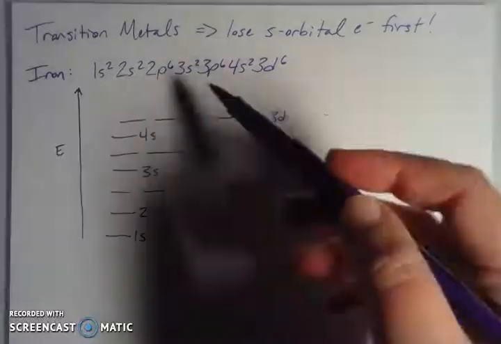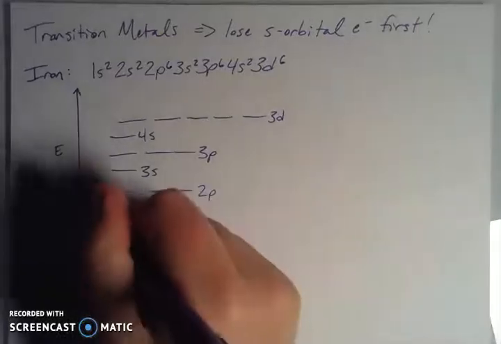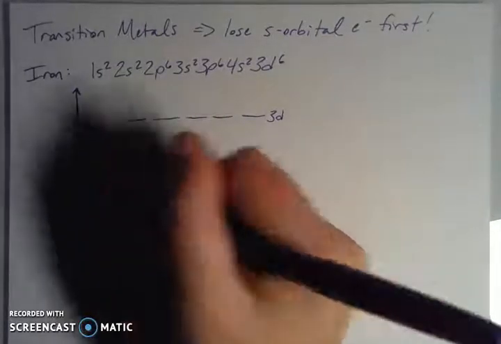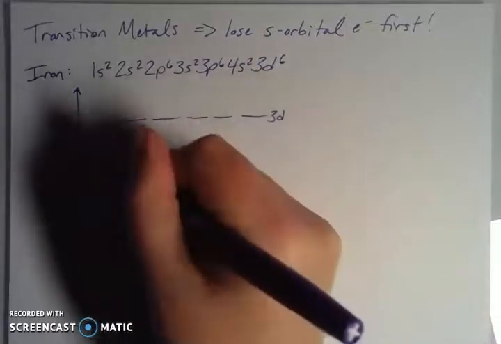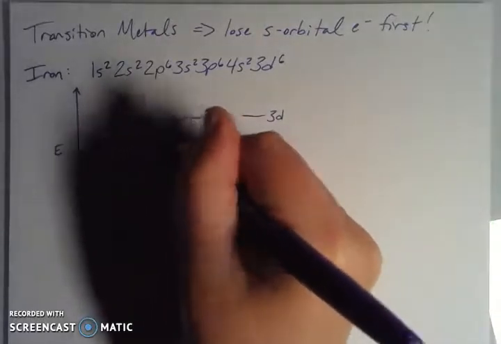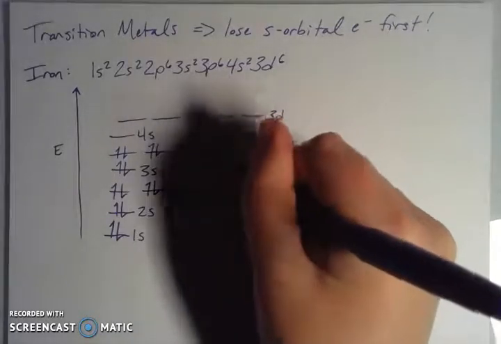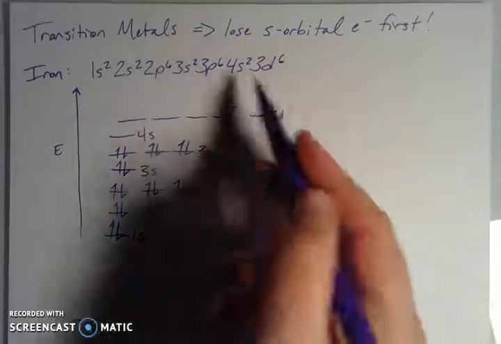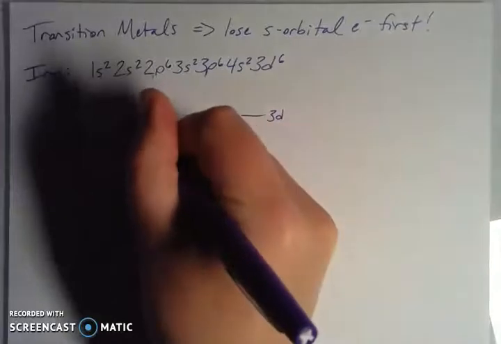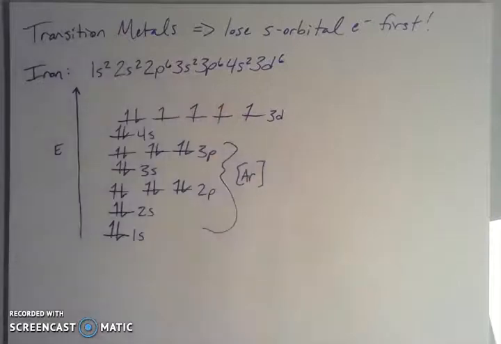Then I end up with this electron configuration: 1s2, 2s2, 2p6, 3s2, 3p6, 4s2, 3d6. And if I was filling these into my orbital diagram, spin up, spin down, spin up, spin down, spin up, spin down, spin up, spin down, then this first bit is all covered through argon. And then now I have 4s2, 3d6, 1, 2, 3, 4, 5, 6. So I'm spreading them out via Hund's rule.